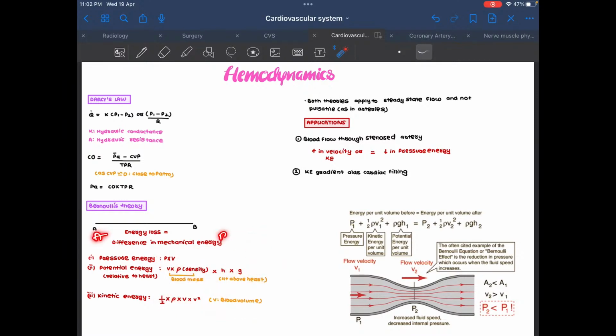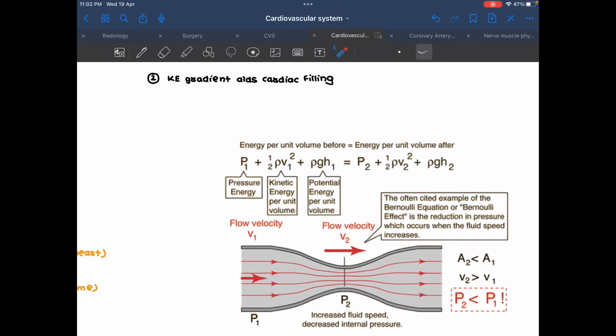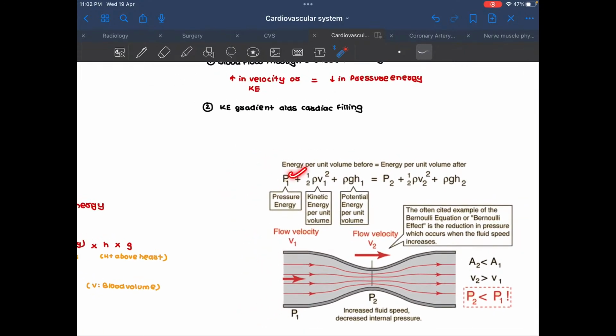I can calculate through this equation that if my point is A and my point is B, the energy loss between them is going to be the difference in their mechanical energy. Why I'm focusing on that is very simple, and you're going to love this principle. We've seen the pressure energy, the kinetic energy, and we're going to see the potential energy change, and the energy per unit volume before is going to be the energy per unit volume after, through whatever flow is happening. So we have the pressure energy, kinetic energy, and PGH, that is your potential energy.